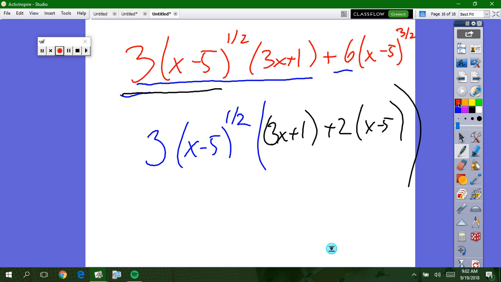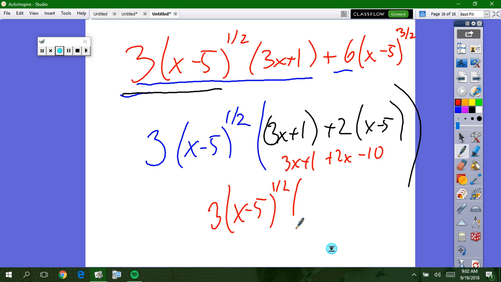So the inside here, we can make it look a little nicer: 3x plus 1 plus 2x minus 10. Or we could say our final answer is (x minus 5) to the half times (5x minus 9). The key thing there, ladies and gentlemen, is that when you factor something out, especially with exponents, we are subtracting the exponents when I factor it out. Okay, that was a nice one.